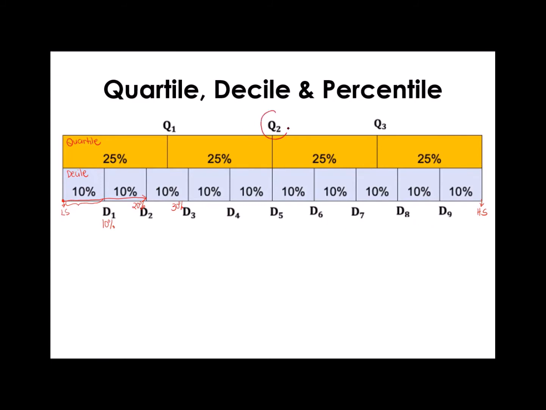Yun po ay Q sub 2 at saka D sub 5, because both represent 50%. So we could conclude that Q sub 2 is equal to D sub 5 because they are both 50%. So, kahit na anong ways, kung quartile man ang gagamitin mong solution o kaya decile, okay lang. Parehas lang yan, kasi we are talking about similar percentage. Okay? So, yan lang ang pareha sa quartile at saka sa decile.